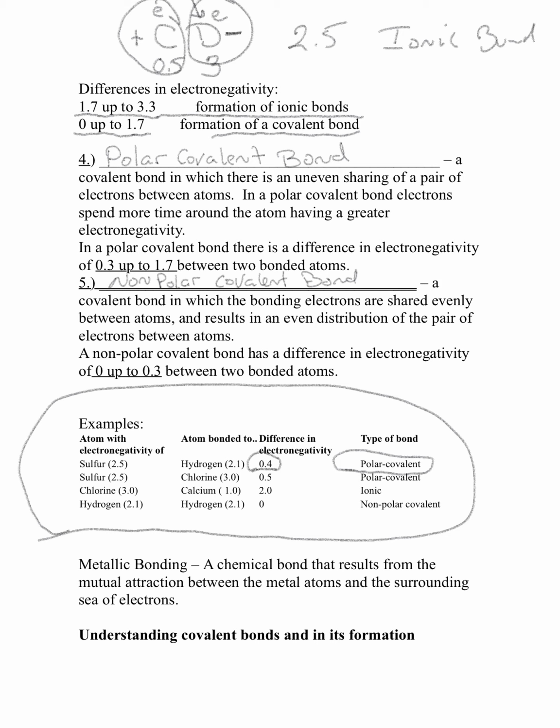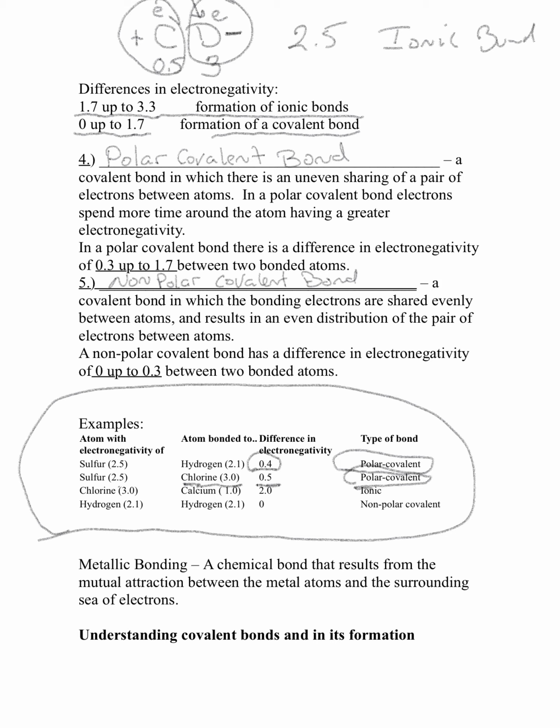Now let's look at sulfur and chlorine. Sulfur has an electronegativity of 2.5. Chlorine has an electronegativity of 3. There's only a 0.5 difference between the two. This again is going to form a polar covalent bond.